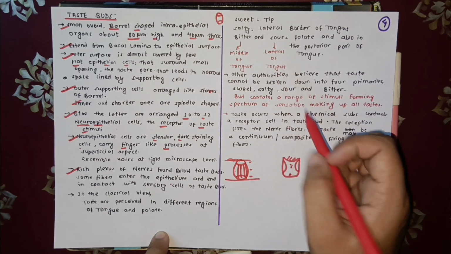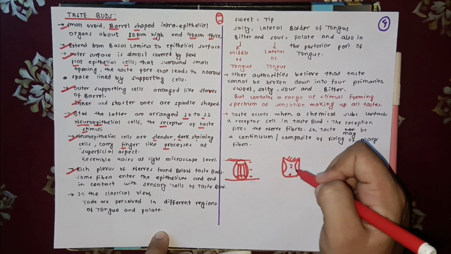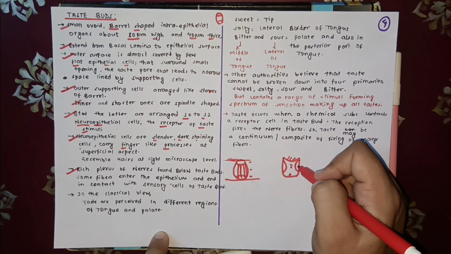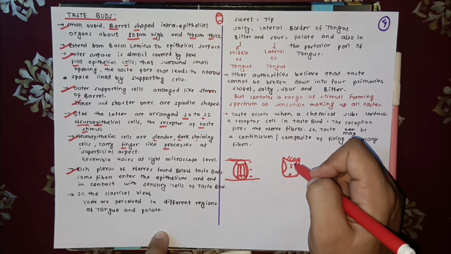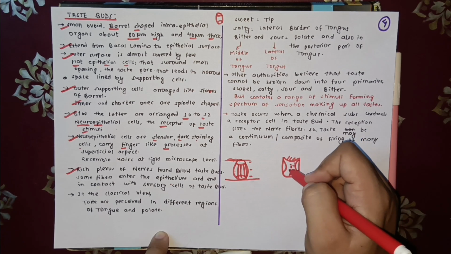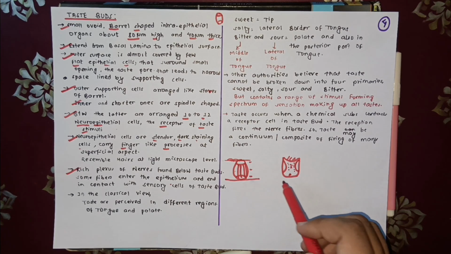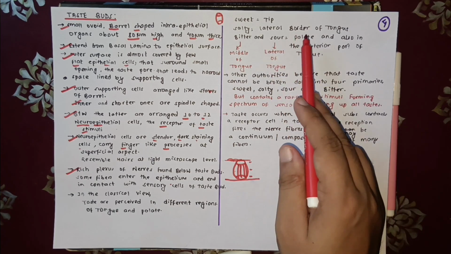Lateral of the tongue means the most lateral is salty, but between the bitter and the salty there is a sour. So this region, there is a sour. You just remember it this way. So this was the classical view.